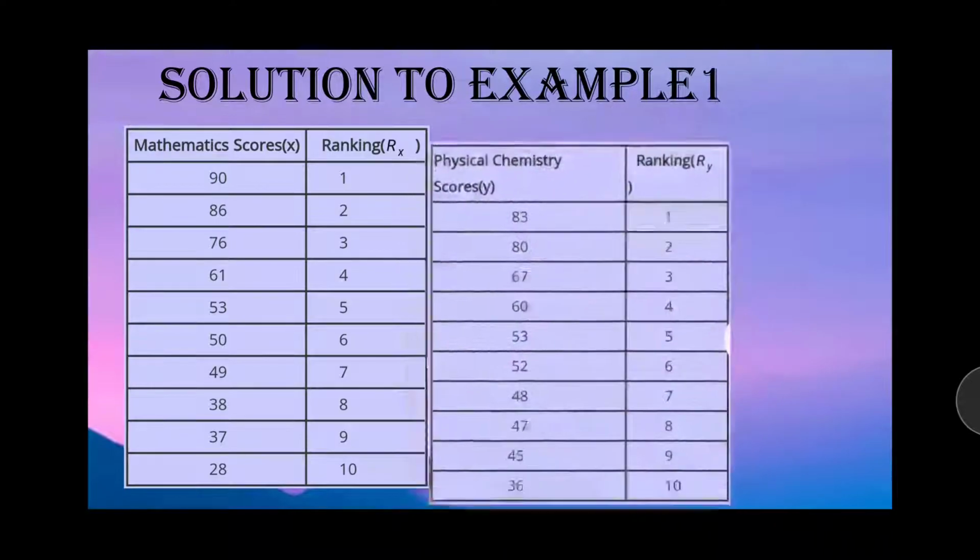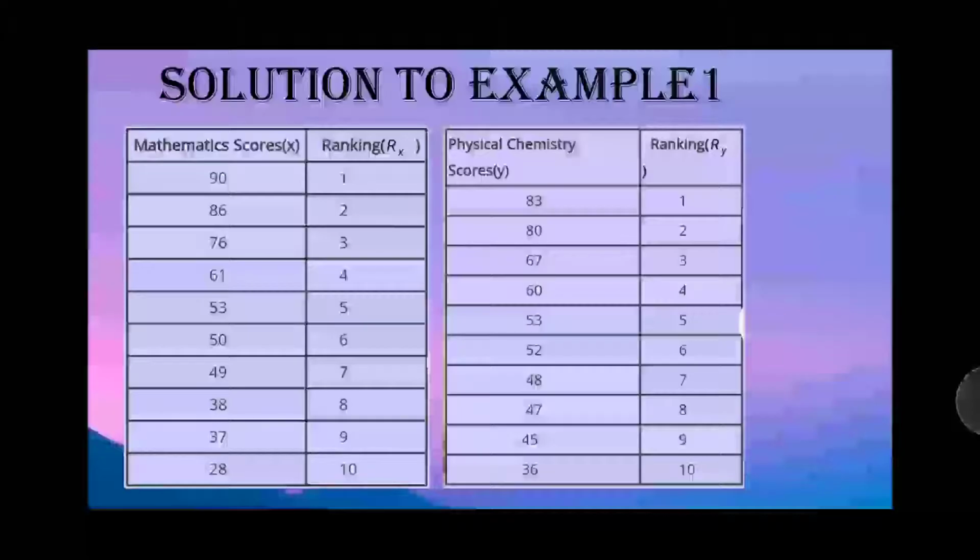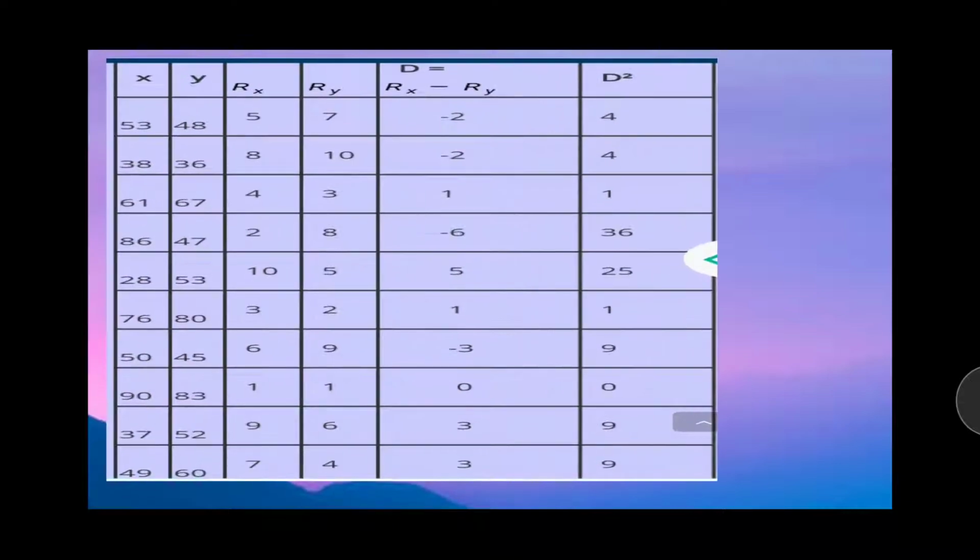Now let's also rank the other scores, the physical chemistry scores, and you see the highest we have for that on that table is 83, and the lowest is 36. The ranking for the physical chemistry score, we call that R subscript Y. The ranking for the mathematics score, we call that R subscript X. So we rank them orderly, 1 to 10. There are 10 data that we have. So the first thing we do when we are solving the Spearman's rank correlation coefficient is to first do the ranking, ordering them from the highest to the lowest. Good. Now let's continue solving as we look at the next table.